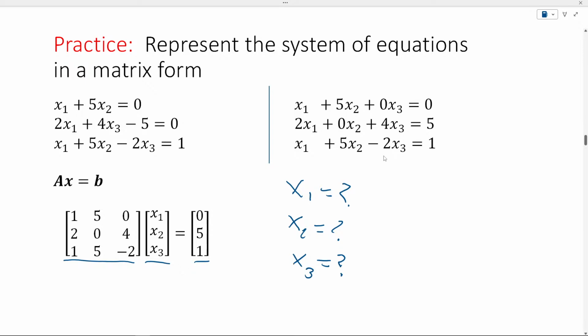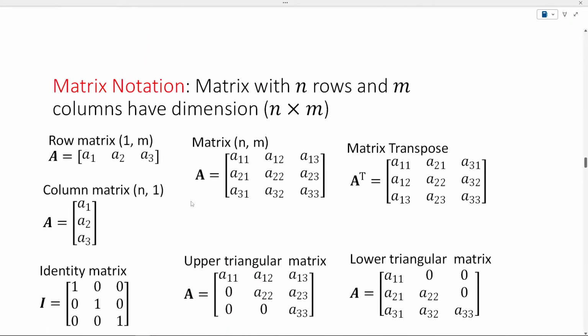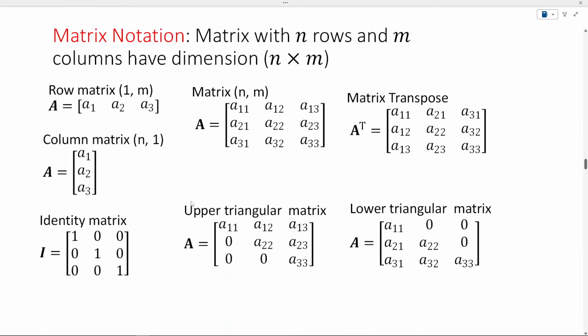Not only that, that's one thing you can do when you represent this in a matrix form. One way you can find these values, but there are other quantities that you can also quantify and learn about this system of equations. For example, the determinant of this system, which I will talk about in a minute. What's the determinant of a system? But before we do this, let's just learn about some matrix notation.